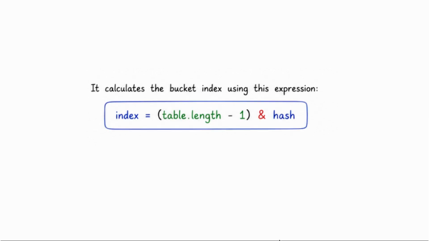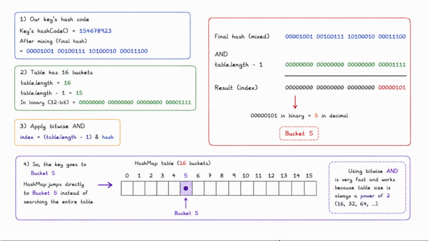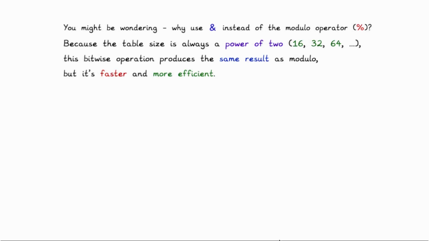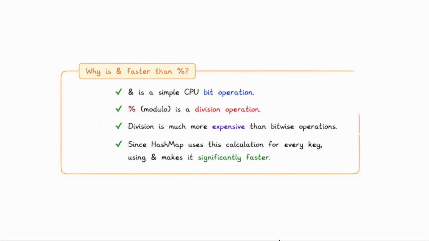It calculates the bucket index using this expression. If the table has 16 buckets, this calculation might return bucket 5. So HashMap immediately jumps to bucket 5 instead of searching the entire table. You might be wondering why use ampersand instead of the modulo operator. Because the table size is always a power of 2, and this bitwise operation produces the same result as modulo, but it's faster and more efficient.